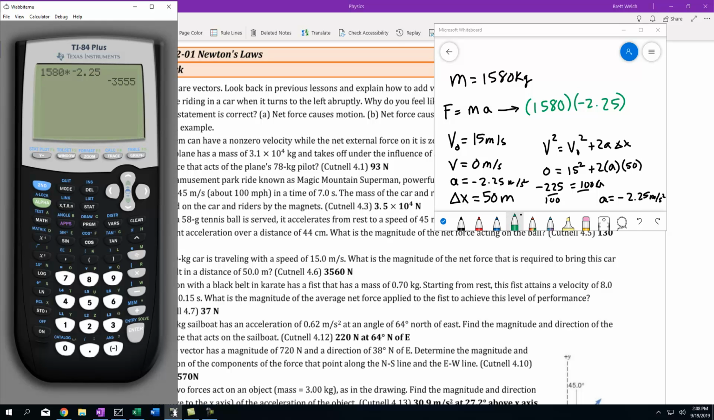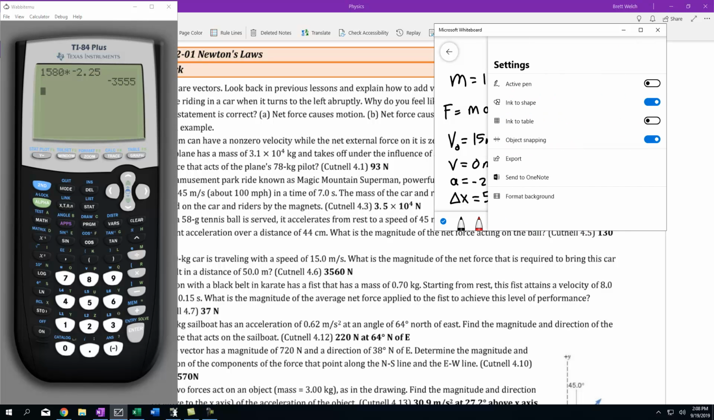That's why it's positive. Now we know it's negative in that it's slowing the car down, so we should expect it to be negative, but magnitude alone will be positive. And then they round to 3 sig figs, which would make it the 3560. So we can say that the force is roughly 3560 newtons. Okay, so that's question number 8.